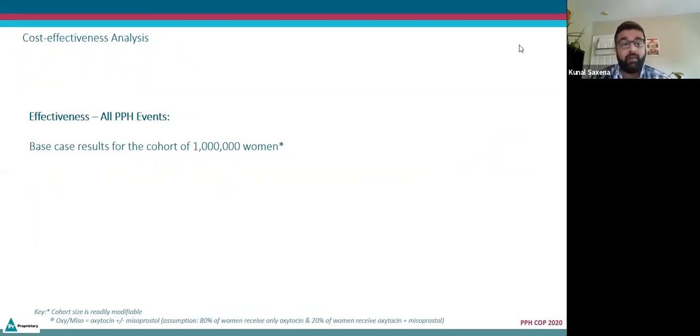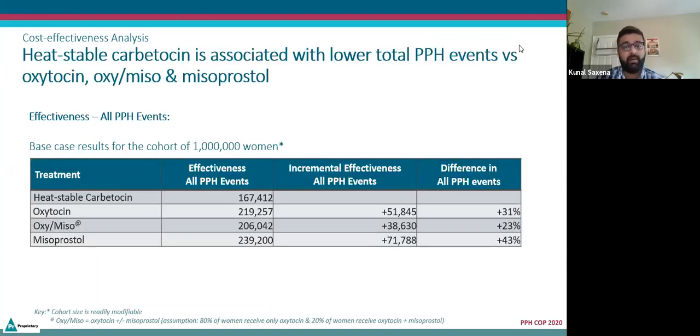Now, looking at one of the effectiveness measures, again in the base case result for a cohort of 1 million women in India, here are the total PPH events associated with each of the treatment options. Can you click one more time? Thank you.